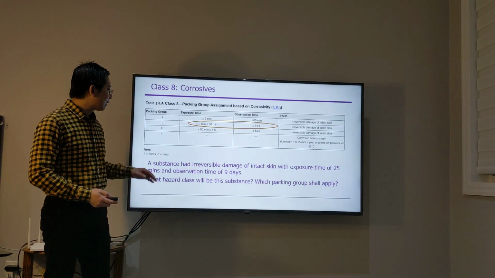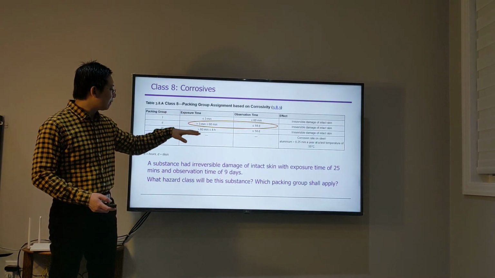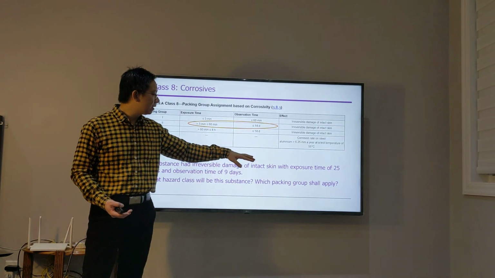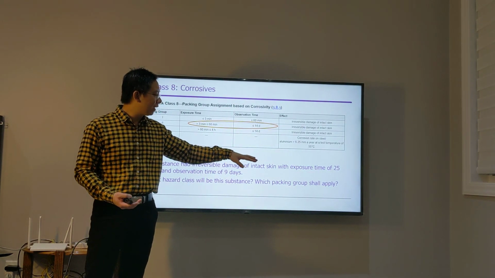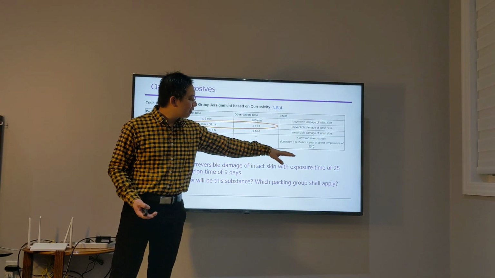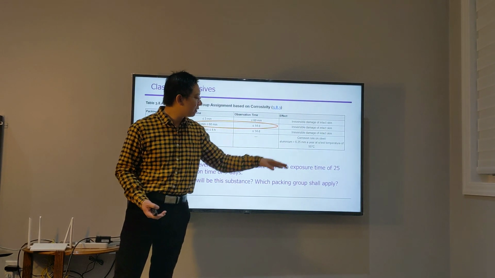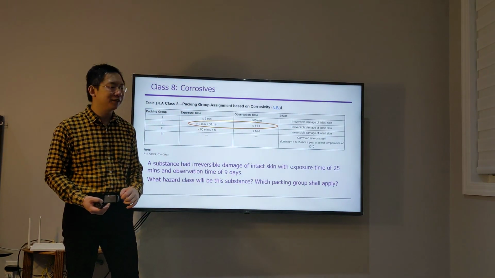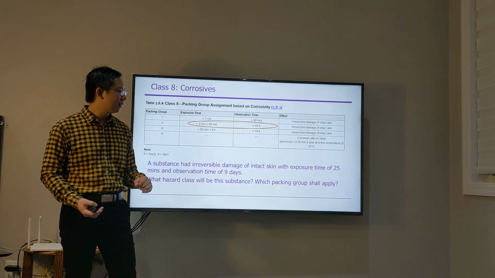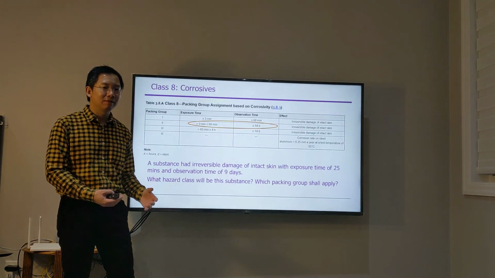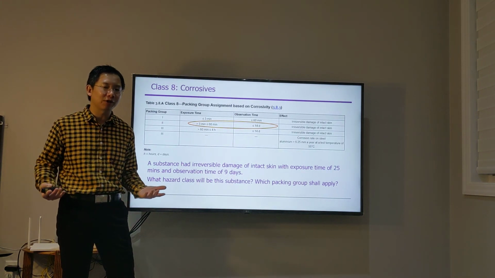Or if we have something with an exposure time over 5 hours and the observation time is very long, and there's no effect on the metal, say it's not over 6.25 millimeters a year at this temperature, shall we still classify it into class 8? No, there's no corrosive danger.